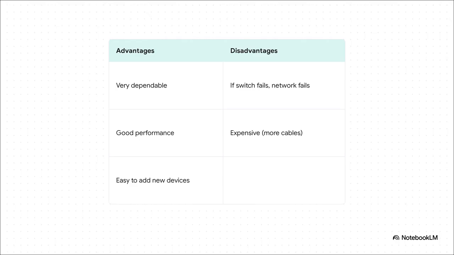It is incredibly dependable. If one computer's cable gets accidentally unplugged or breaks, who cares? The rest of the network keeps working perfectly. Performance is great too, since the switch sends data only where it needs to go. Now, the main downside is that it costs a bit more for all that extra cable. And yeah, if that central switch fails, the whole network goes down. But let's be honest, replacing one switch is way easier than finding a tiny break in a long, hidden cable.